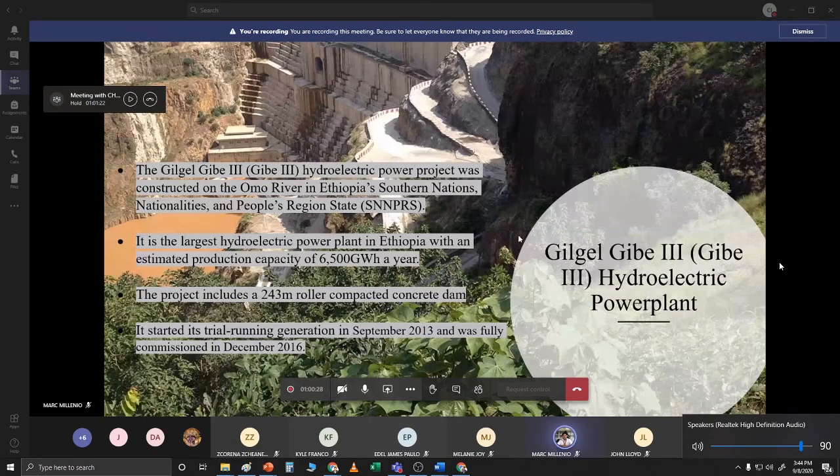So next po ay Gilgel-Gibe 3, the third po hydroelectric power project na na-construct po sa Omo River in Ethiopia's Southern Nations, Nationalities and Peoples Region State or SNNPRS. Yun po yung makikita sa Ethiopia po. So, ito po yung kinoconsider nila na largest hydroelectric power plant in Ethiopia dahil po meron po siyang production capacity na 6,500 gigawatts. Gilgel-Gibe 3?